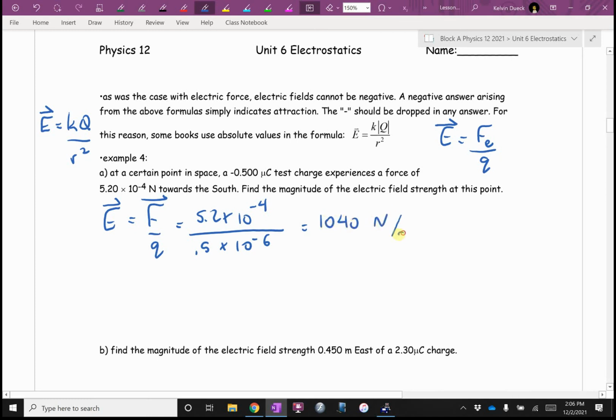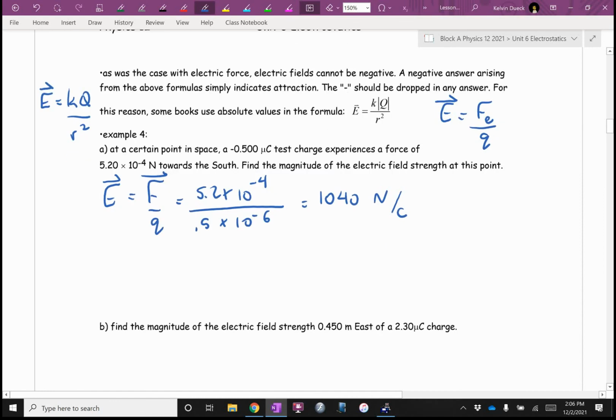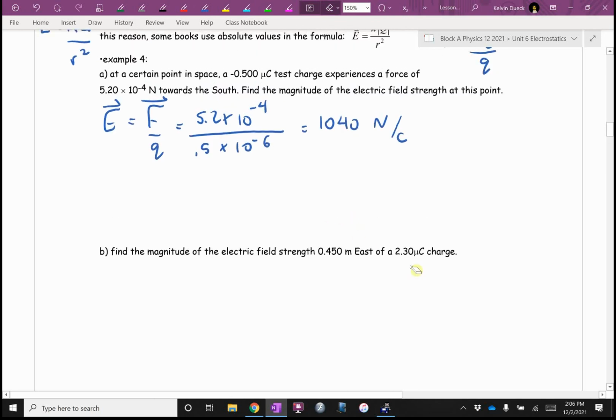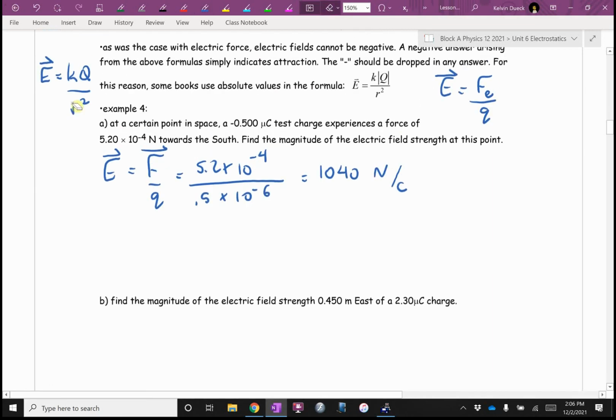1040 newtons per coulomb. B. Ooh, Hannah, what are the units next to this 0.450? The reason I ignored the charge, this is coulombs, they both have Q's in them, but one has an F in it, newtons, one has R squared in it, meters. So the fact that this is meters, I know to use the one with the R squared in it.